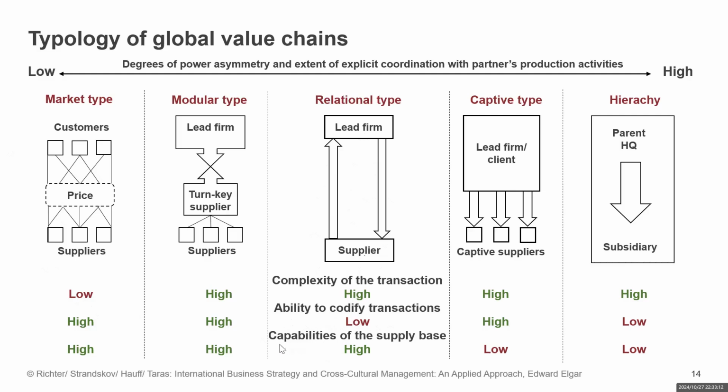And then we have the capabilities of the supply base. It means how skilled and experienced the suppliers are, whether they can handle complex tasks or just basic ones. For example, in the relational type, the suppliers have very high capabilities to handle complex tasks. But for the captive ones, the suppliers do everything for the lead companies.